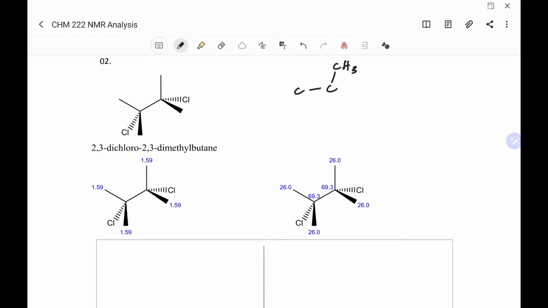Okay, so we have a CH3 here, a chlorine, and a CH3, another CH3 here, a chlorine, another CH3. So this is your molecule, right? So in here, let's figure out the chemically different hydrogens. If you take a look at this, all hydrogens are chemically equivalent. This is a symmetric molecule, and the chemical environment for all these hydrogens are chemically equivalent. So you are only expecting one peak.